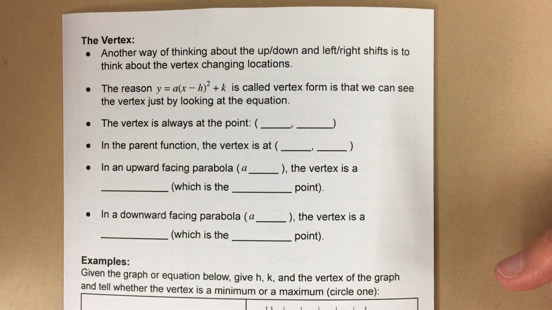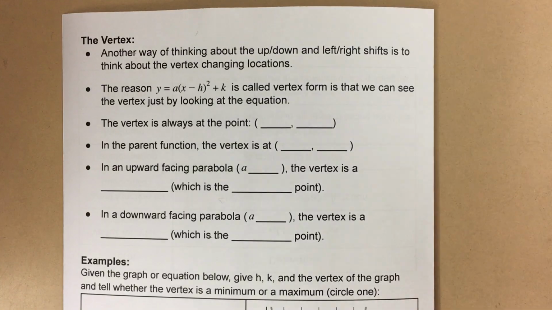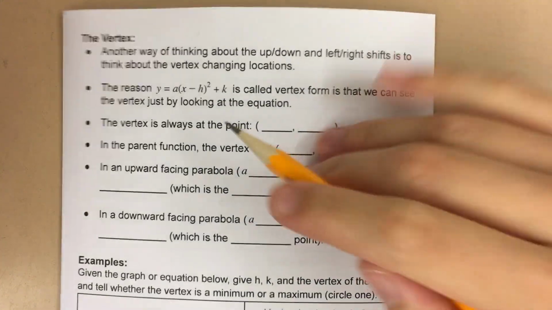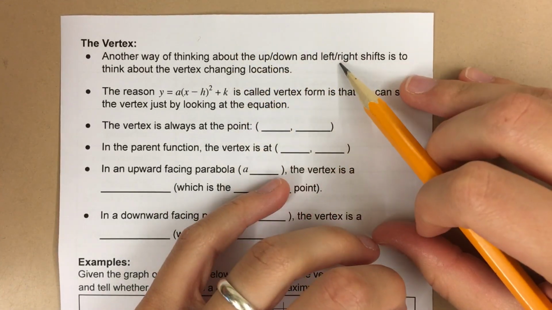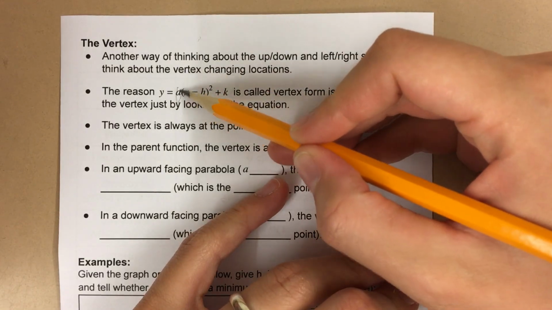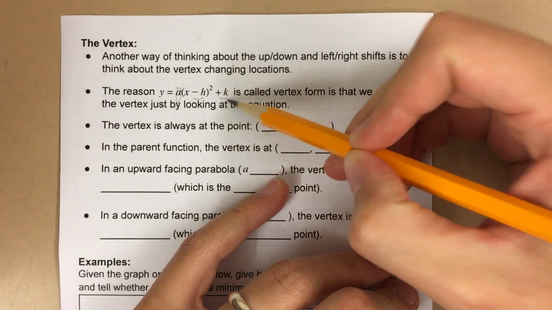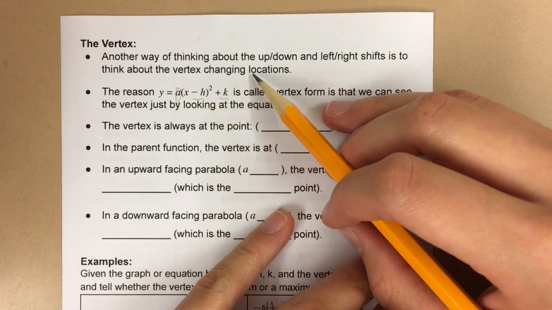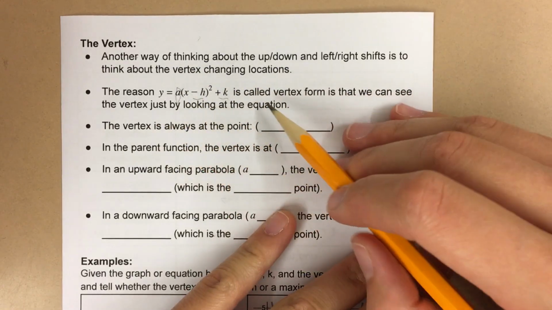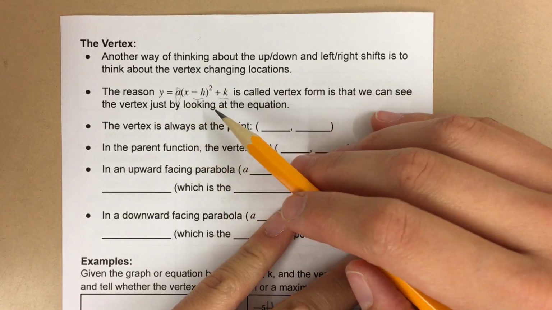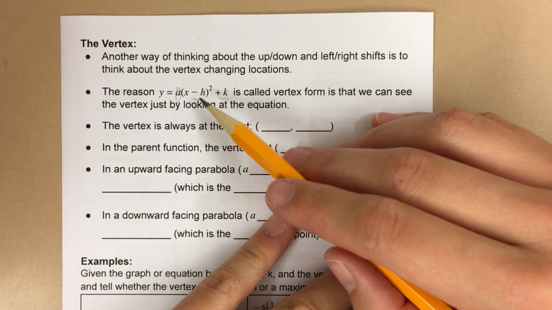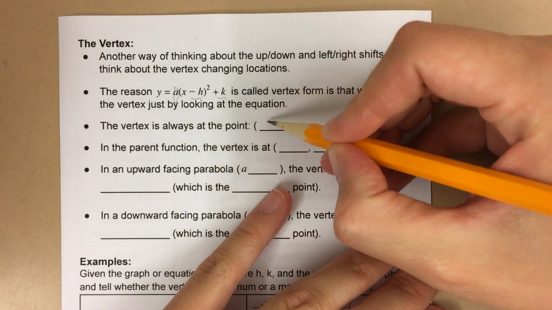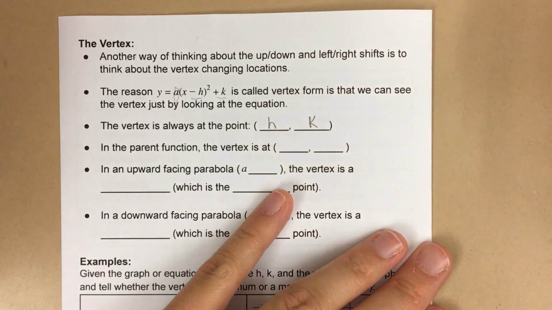Okay, we're going to take a look at vertex form in a kind of different way. Basically, another way of thinking about the up and down and left to right shifts, so not the shifts that happen with A, but the shifts that happen with H and K, is thinking about the vertex changing locations. The reason this is called vertex form is that we can just see the vertex by looking at the equation, and the vertex is at the point H, K.